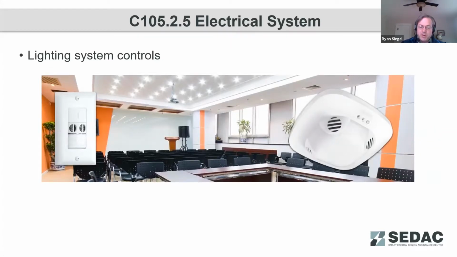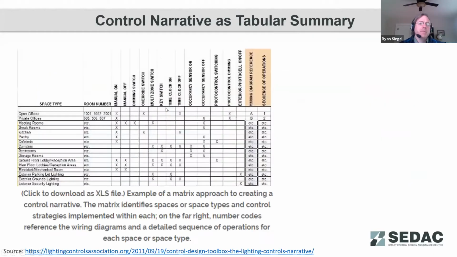For those of you who are familiar with the code, most every space in a commercial building requires some form of lighting system controls, either occupant sensing controls or time switch controls. Some spaces may have both. That's perfectly fine. But the code requires one or the other in nearly every space in a commercial building. And so checking to make sure that all of these are in place. So this may be something as you're walking through a building and being aware as far as some of the various control strategies that are out there.